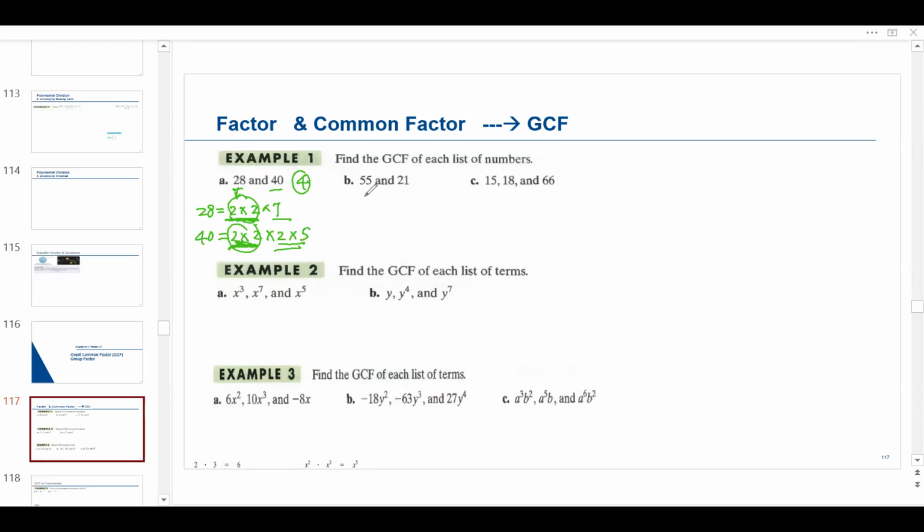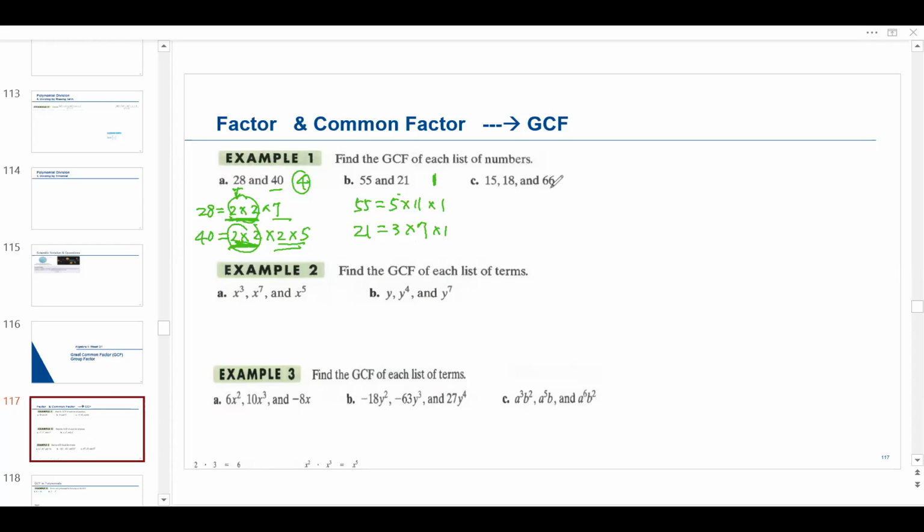All right, let's see another example. Say 55. We know 55 can be broken down into 5 times 11, right? What about 21? This one can be broken down into 3 times 7. These are all prime numbers, not composite numbers, right? So what's their greatest common factor for 55 and 21? It looks like nothing. Actually it's only 1, right? The greatest common factor is 1. They have no common factor other than 1.